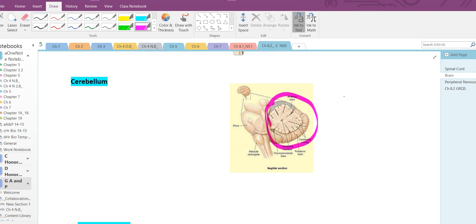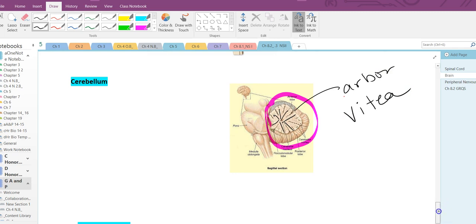One cool thing about it is that it's mainly gray matter, but in the very middle, it's white matter that looks kind of like the branches of a tree. And so that is referred to as the arbor vitae, or tree of life. And that's just a cool feature that you'll see when you dissect it.